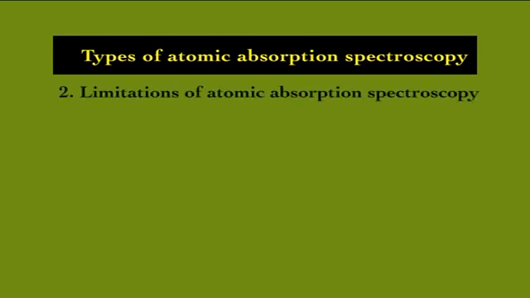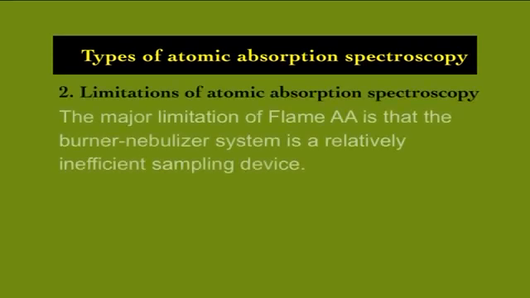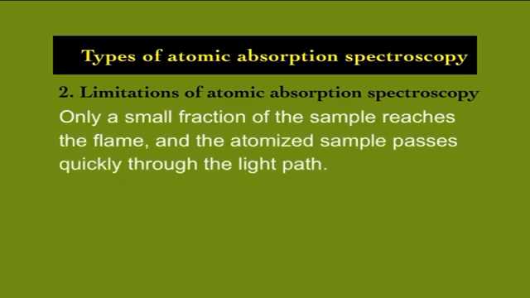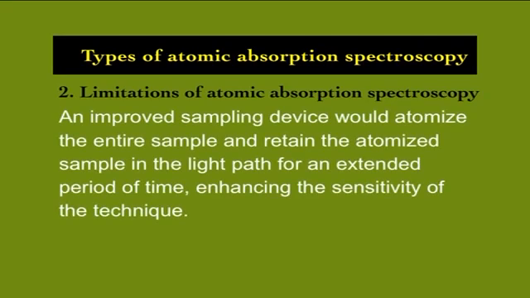Limitations of atomic absorption spectroscopy. The major limitation of flame atomic absorption is that the burner nebulizer system is a relatively inefficient sampling device. Only a small fraction of the sample reaches the flame and the atomized sample passes quickly through the light path. An improved sampling device would atomize the entire sample and retain the atomized sample in the light path for an extended period of time, enhancing the sensitivity of the technique.